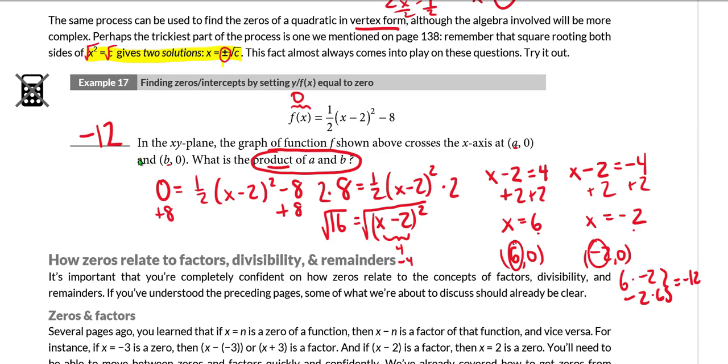So that is how we generally are going to find our zeros from vertex form. We simply replace the f of x or the y with 0, and then we use some basic algebraic skills, some basic equation solving steps to find the value or values of x, and we're done.